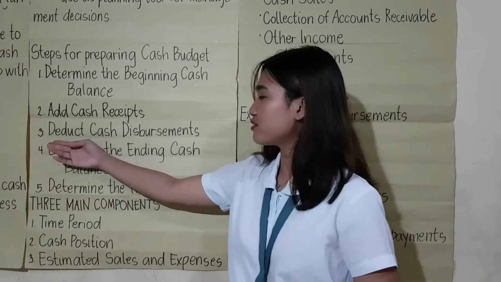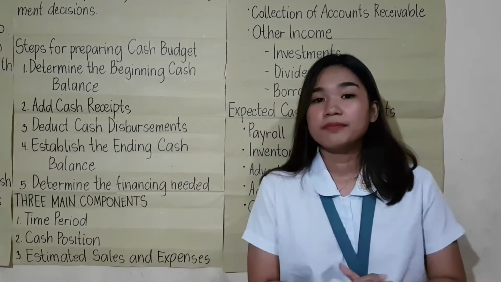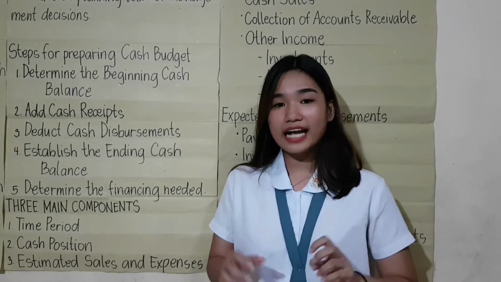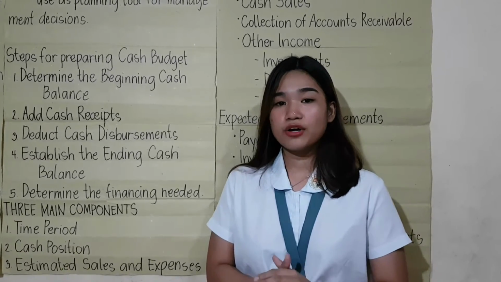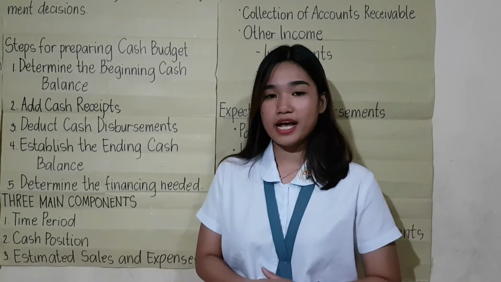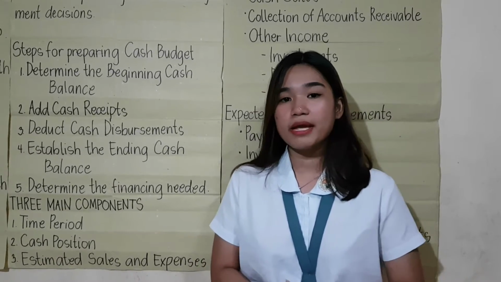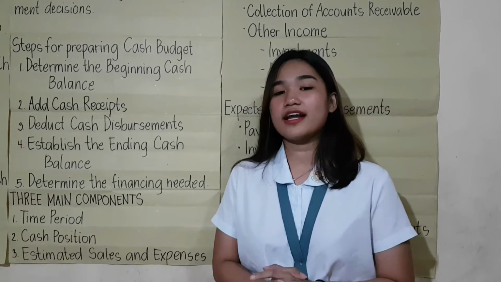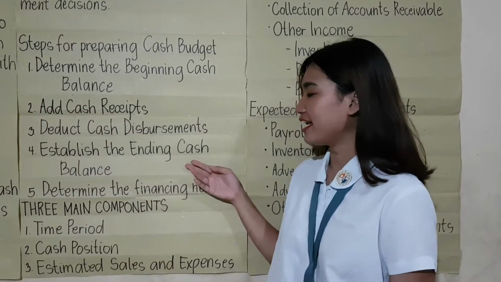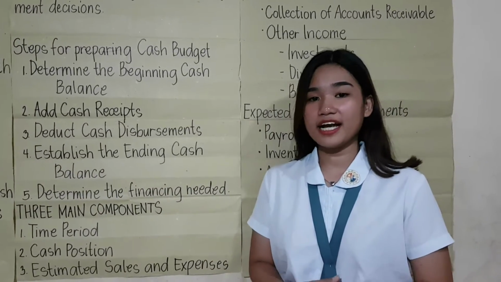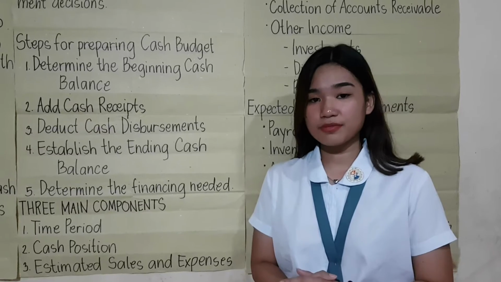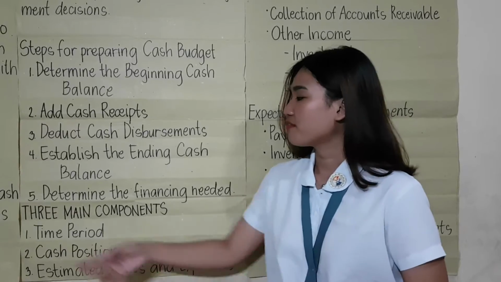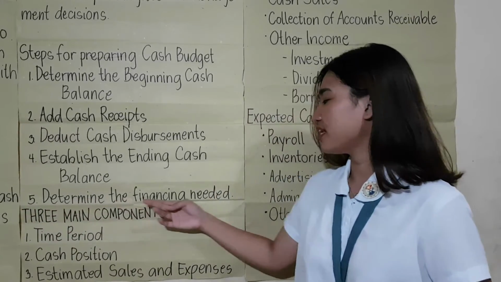So the third one is to deduct the cash disbursements. In this step, you have to calculate how much expected cash will be required to cover disbursements or cash payouts. It includes payments for payroll, taxes, dues, and so on. The fourth one is to establish the ending cash balance. To compute the ending cash balance, simply deduct the cash disbursements from the sum of the beginning cash balance and the total cash receipts. For the last step, determine the financing needed.